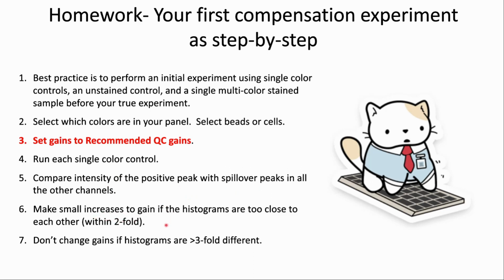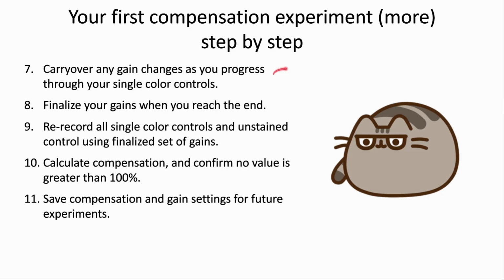If there is too much overlap, make small increases in gain if those histograms are close to each other within twofold. If, however, the histograms are greater than threefold different, then the gains would not need to be adjusted. Carry over any gain changes as you progress through your single color controls until you finish collecting all of your controls. With this finalized set of gains, re-record all of your single color controls and your unstained control.